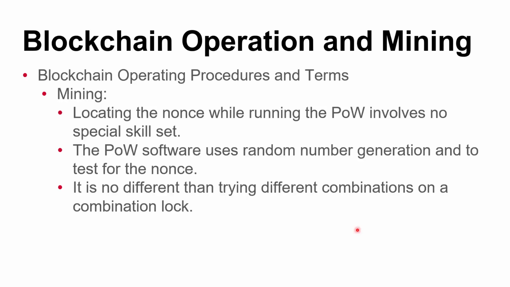A little bit more about mining. Locating the nonce while running the proof of work involves really no special skill set at all. With proof of work, the software uses random number generation to simply test for the nonce. It would be exactly similar to having a combination lock and trying different combinations until you opened it. That's exactly what's going on.